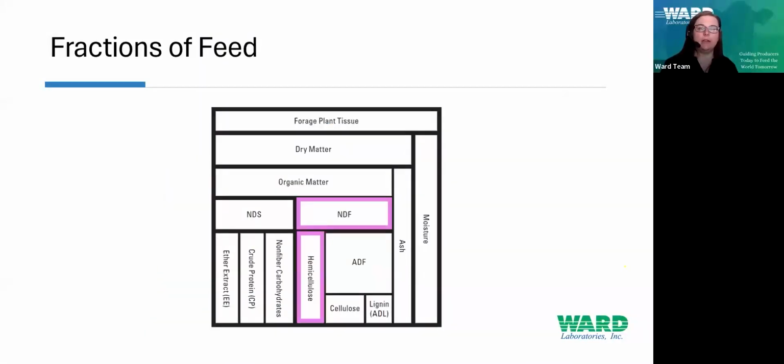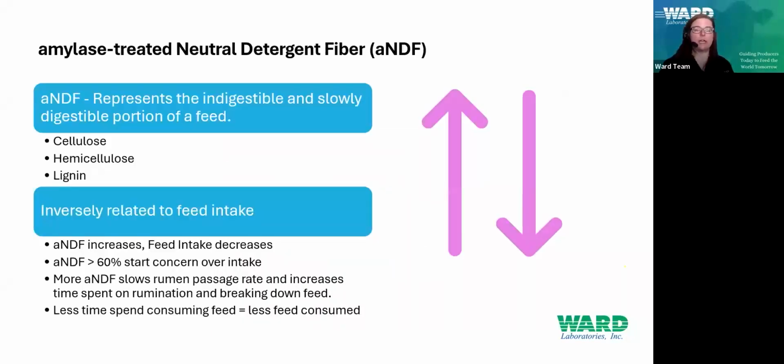All right, moving on, we're going to talk now about fibers. And fiber is very important in ruminant nutrition, and especially for beef cattle. So first we're going to talk about amylase-treated neutral detergent fiber. Now this fiber, what's really special about it is that it is inversely correlated with relative feed intake. So the higher the number for ANDF, the less that animal is going to want to consume.